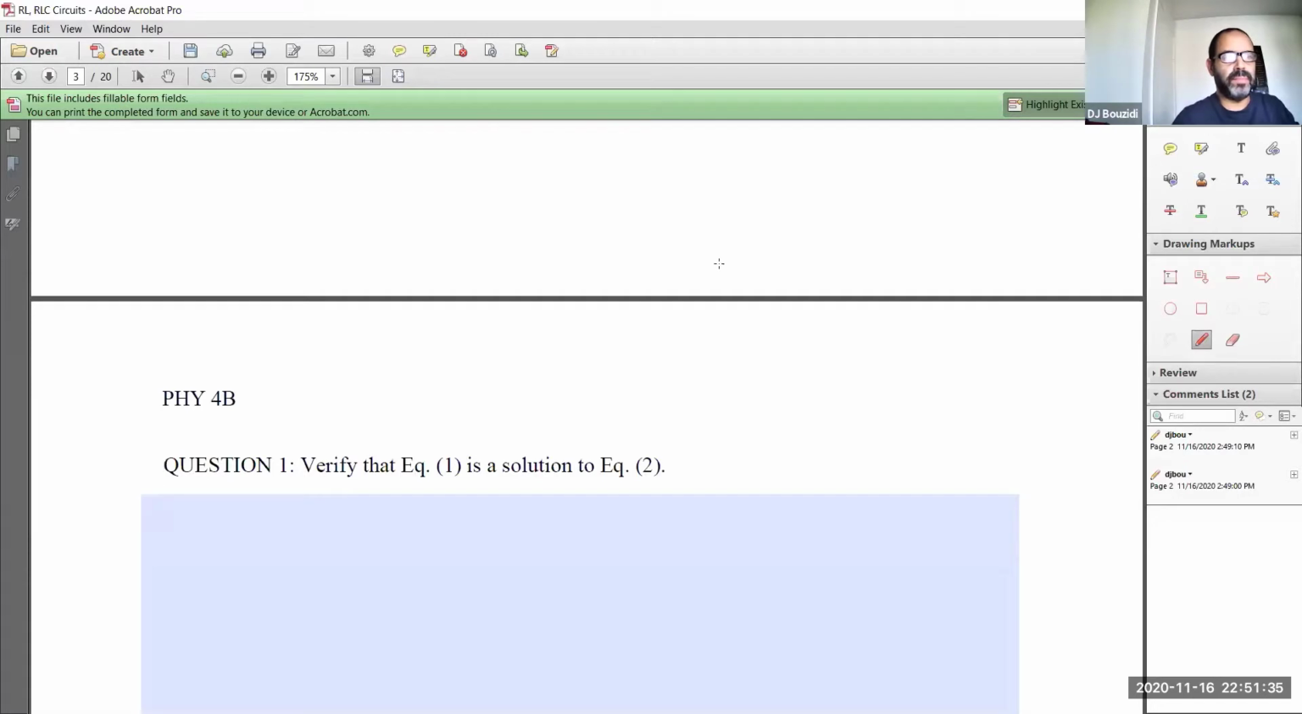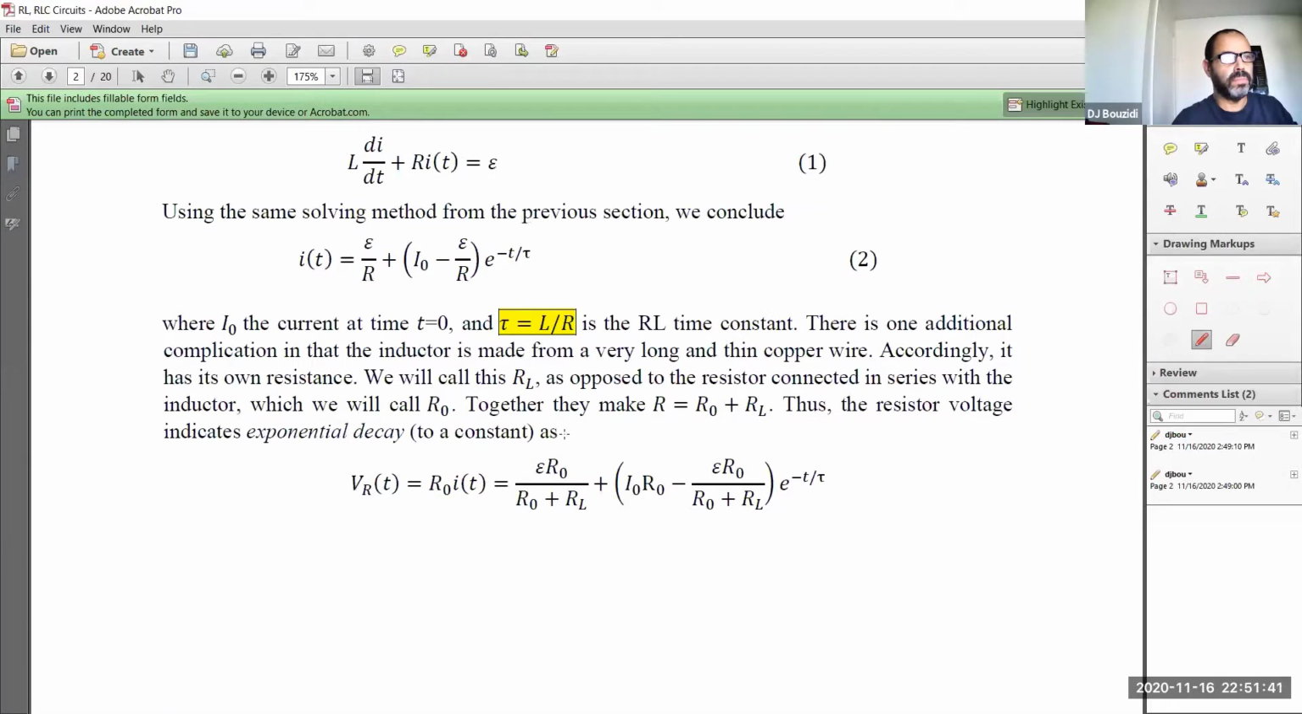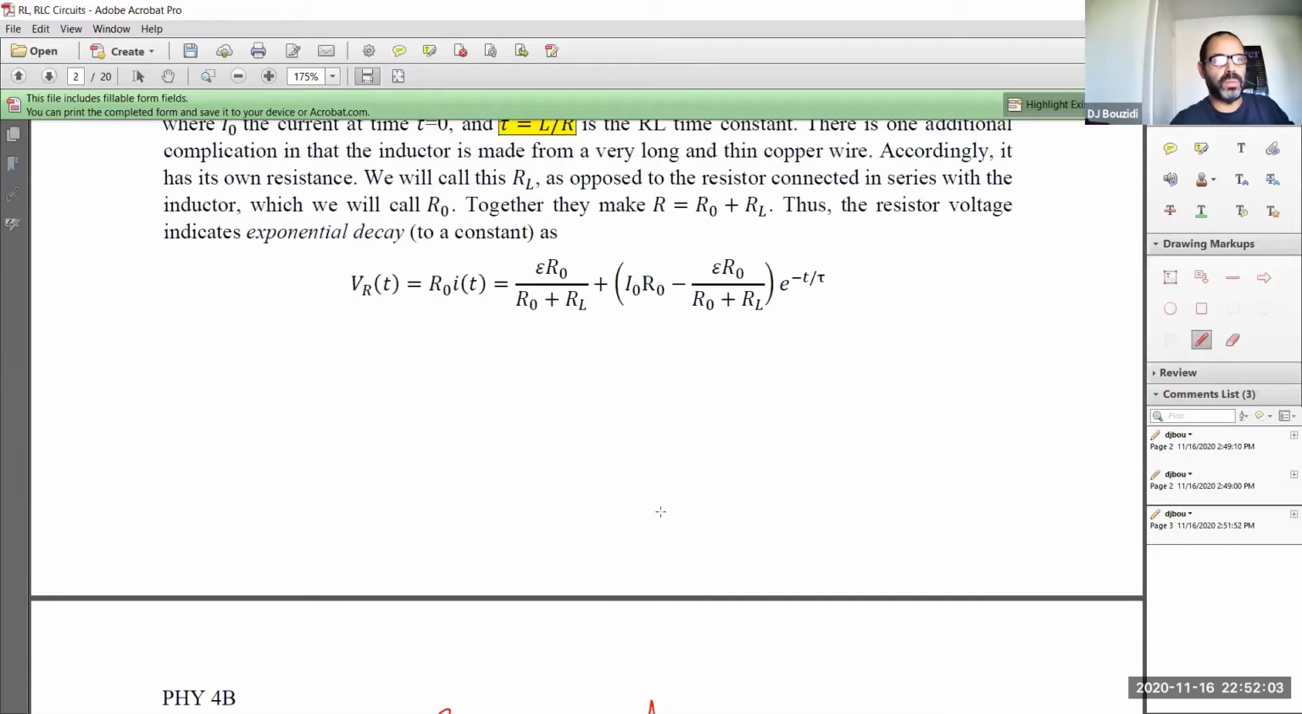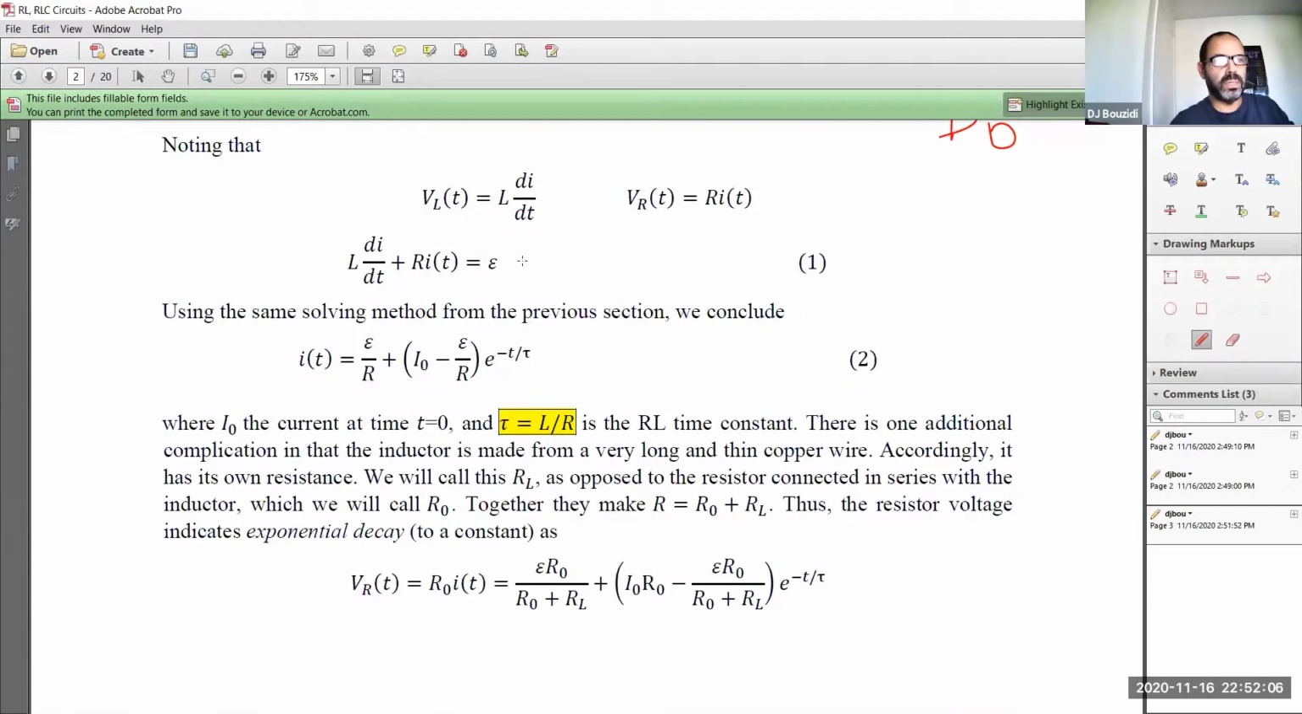That's exactly question number 1. Verify that equation 1 is a solution to equation 2. What is it? Oh, this is backward. Verify that equation 2 is a solution to equation 1. Please correct that. That is the second point that you need to mention in your discussion, that you have corrected question 1. Question 1: verify that equation 2 is a solution to equation 1. Because basically, check this expression using this one. Does everybody understand the question?